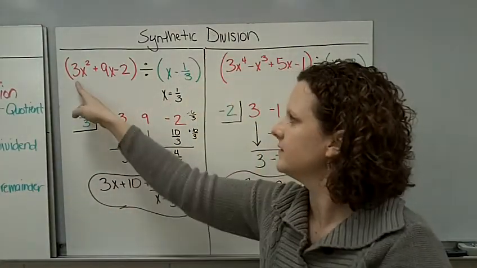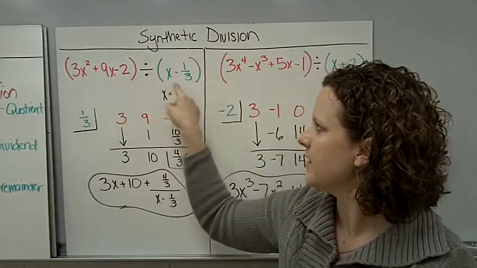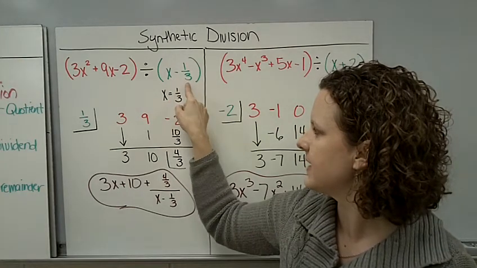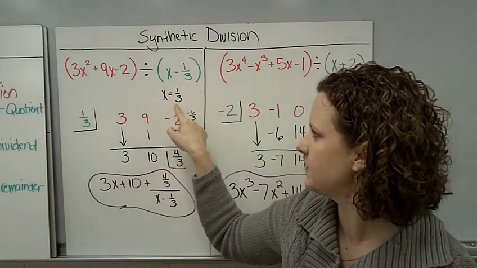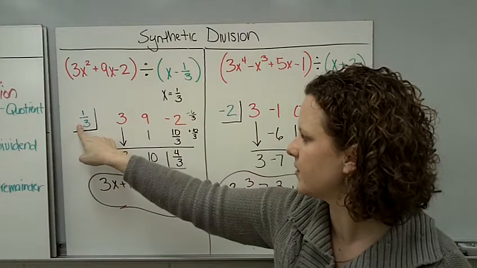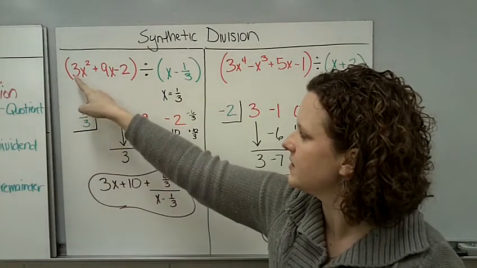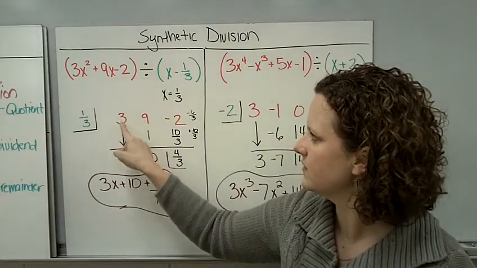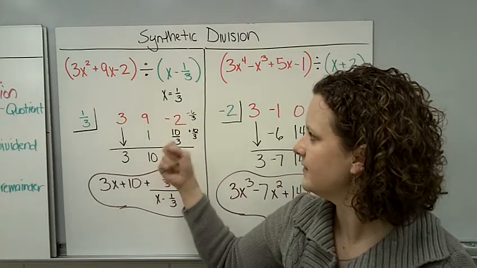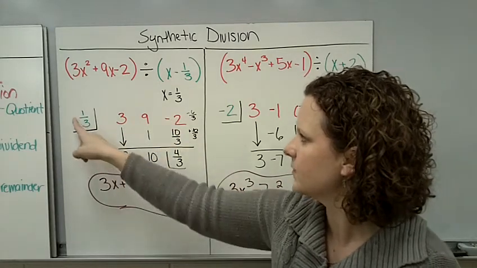Okay, let's try another one. This polynomial divided by this one, this is in the form x minus a, where we solve, we get x equals 1/3, and that 1/3 goes right there in your box. Write your coefficients down, 3, 9, and -2, and start multiplying and adding.